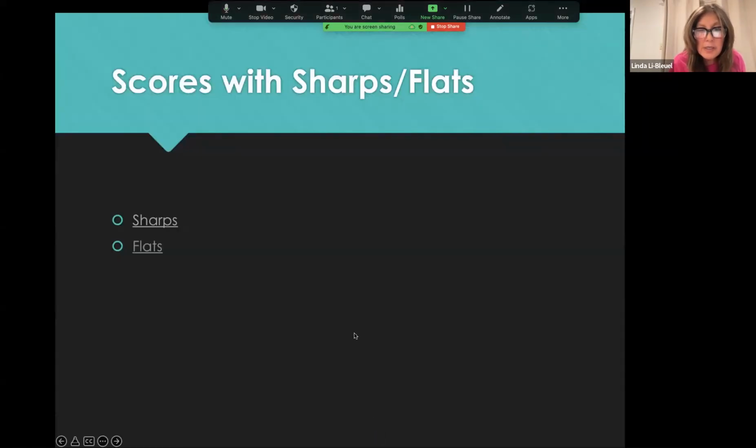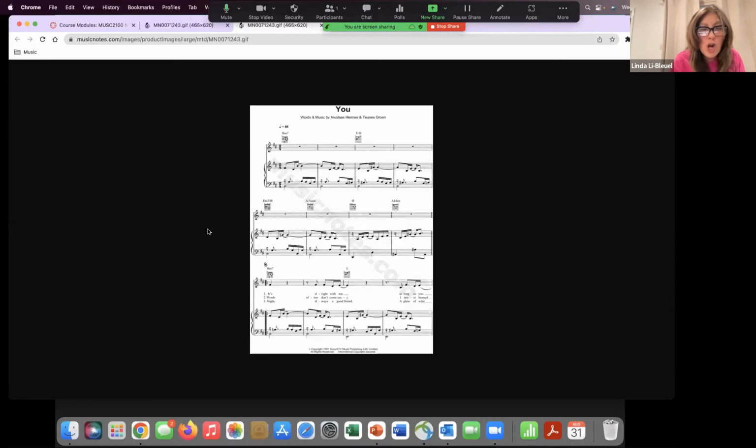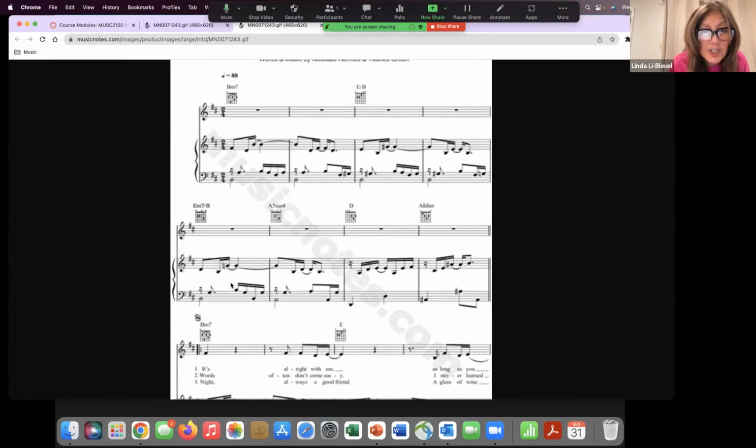Let's see. Okay, so the sharp, and we're going back to this, is something that raises a pitch a half step. Okay, no, we don't have to know the natural. Okay, there you go. So instead of playing a G that happens to be G, I'm gonna play a G sharp. So I'm gonna raise the pitch.